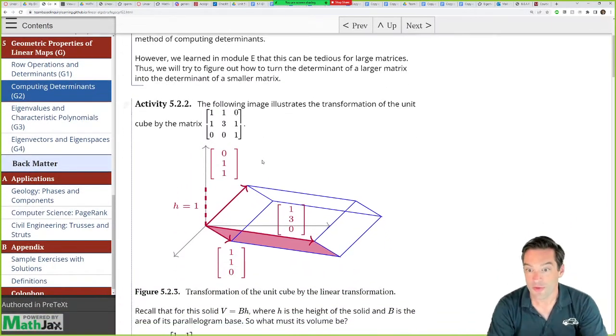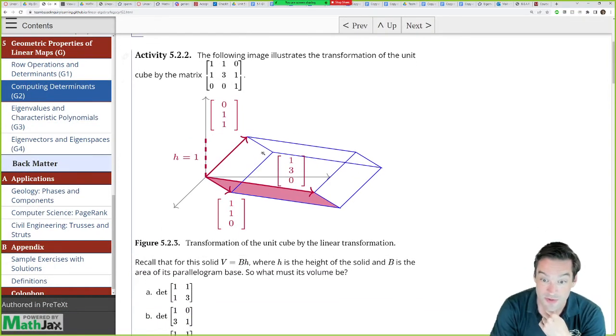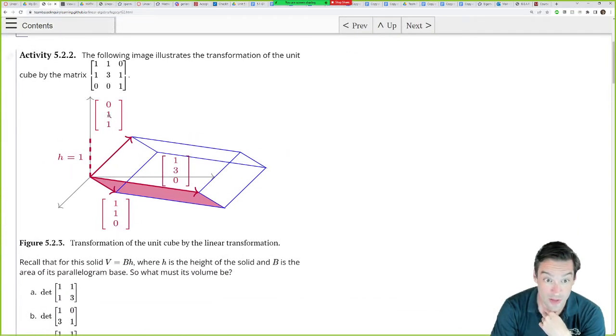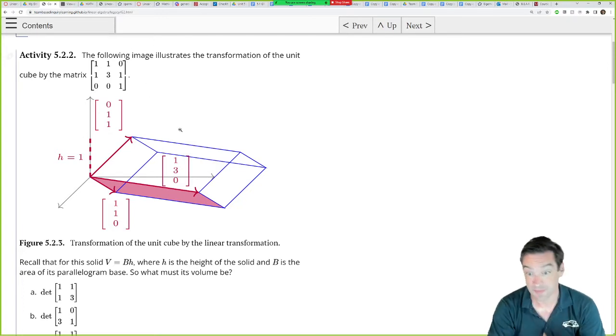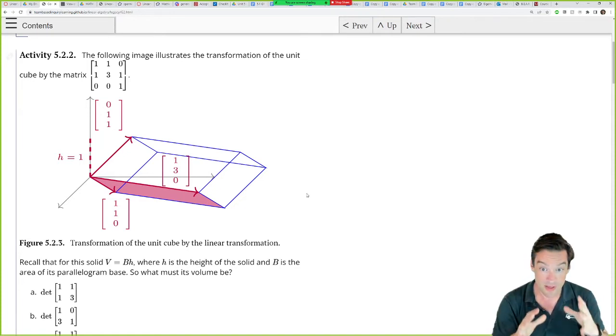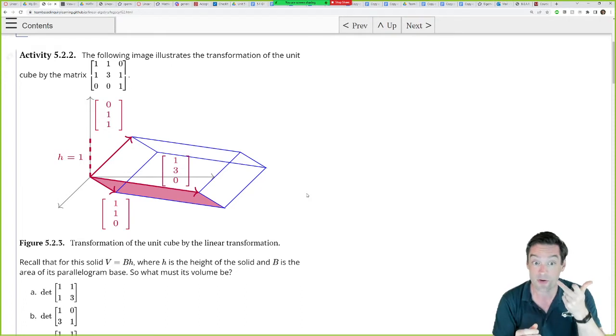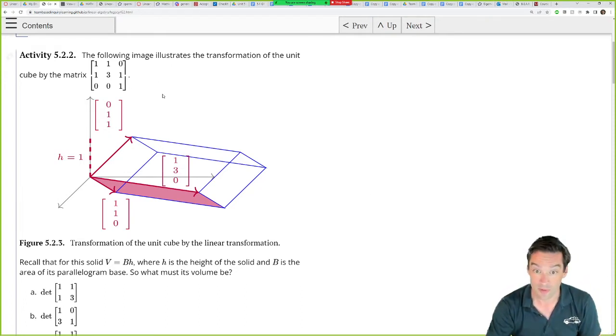Okay, so here is our first activity, and I'll just want to talk through this activity together with everyone here. So here is a matrix 1, 1, 0, 1, 3, 1, 0, 0, 1. And here is a sketch of the image of the unit cube. It's what you get when you transform the three standard basis vectors, 1, 0, 0, 0, 1, 0, and 0, 0, 1, with the linear transformation of which this is the standard matrix.